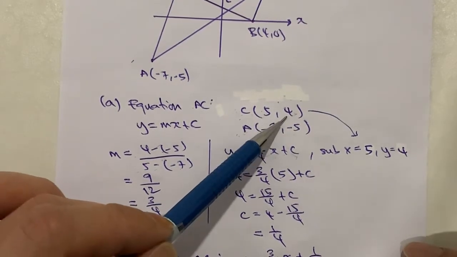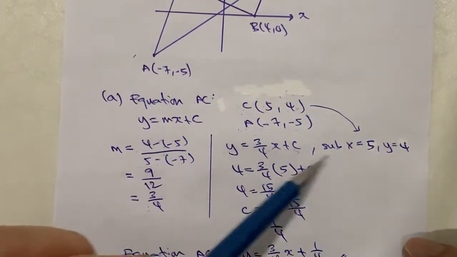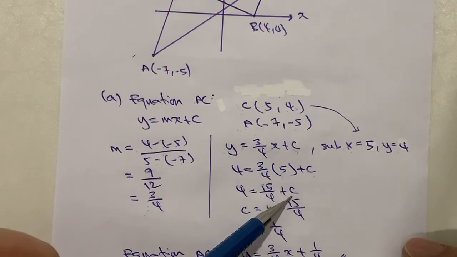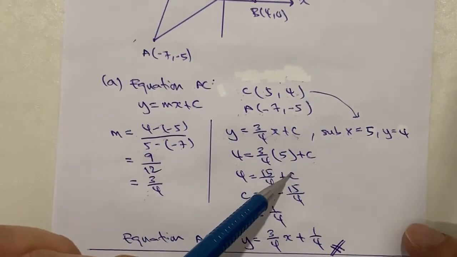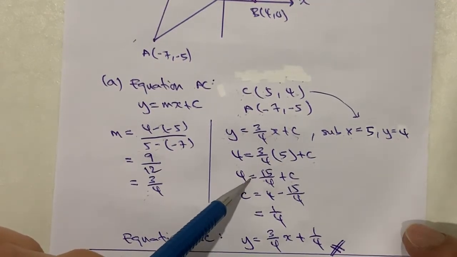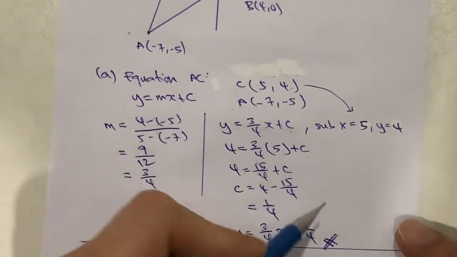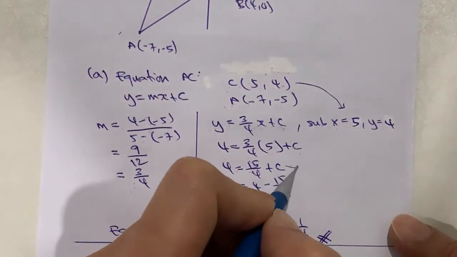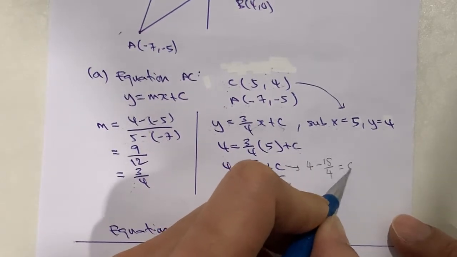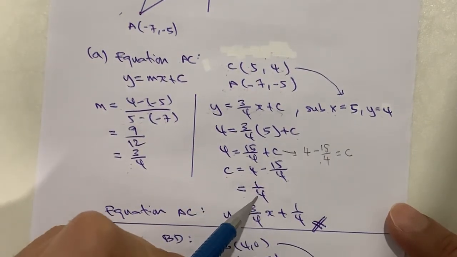So x equals 5, y equals 4. When I replace these values inside, y as 4 and x as 5, I can find the value of c. So 3/4 times 5 gives 15/4. Move the 15/4 to the left-hand side, so I have 4 minus 15/4, which equals c. There's an added step here: 4 minus 15/4 equals c, and this equals 1/4.